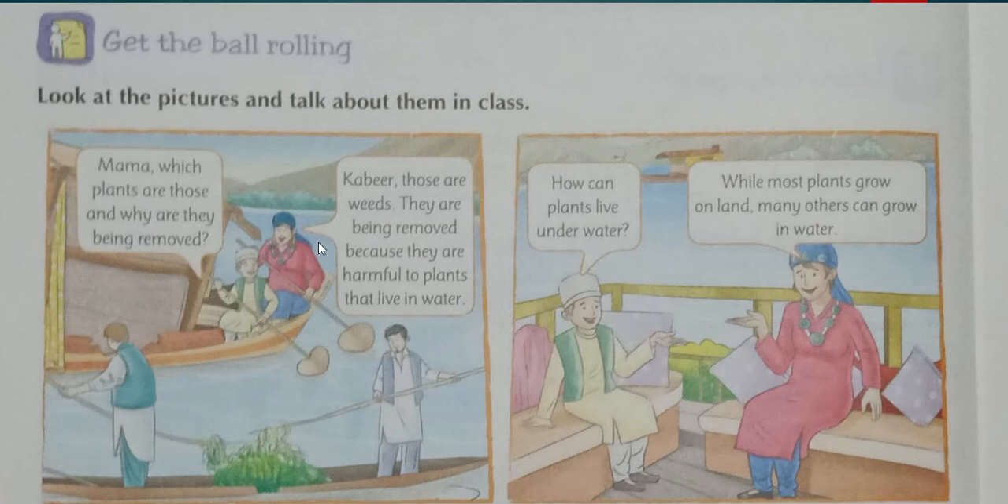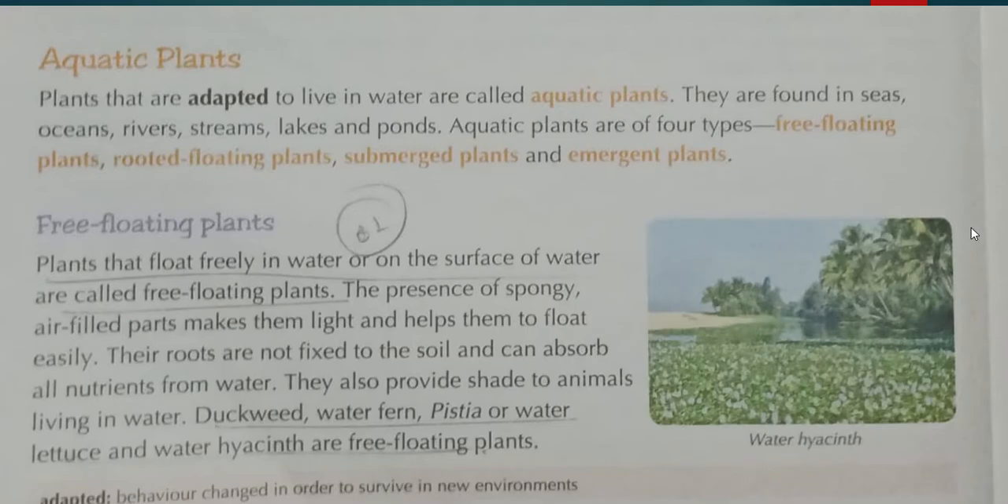And what is his mother telling him? Kabir, those are weeds. They are being removed because they are harmful to plants that live in water. Again, the boy is asking his mother how plants can live underwater. While most plants grow on land, many others can grow in water. So let us go through it. We will understand about the aquatic plants and various organisms.